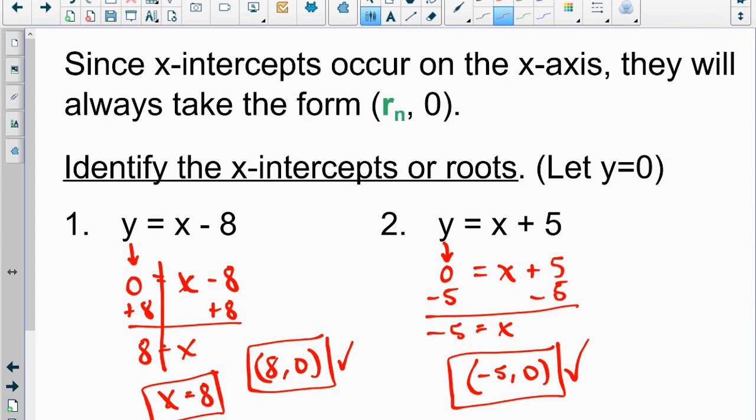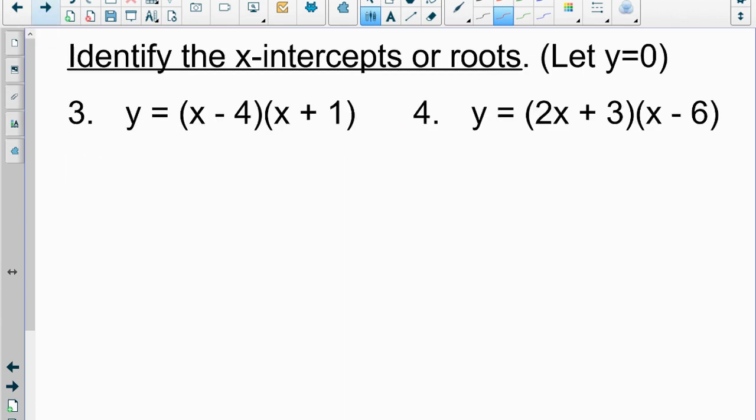So to find the x-intercept, or the root of the function, let y equal 0, solve for x. And then we can write our solution as an ordered pair. This time we are working with quadratic functions, but the concept is still the same. To find the x-intercept, or the roots, we let y equal 0. So I'm going to replace the y with 0.